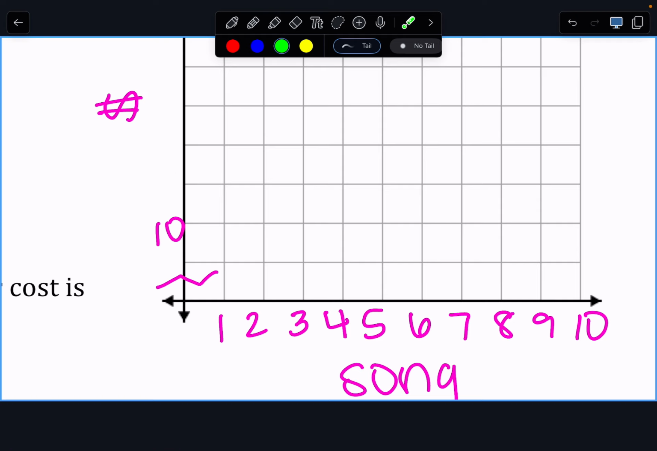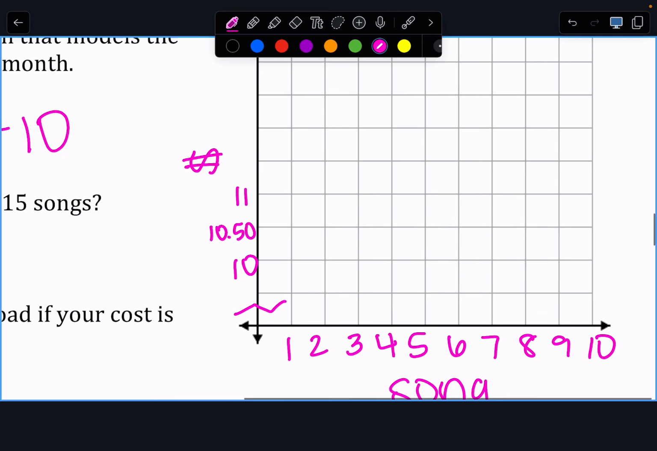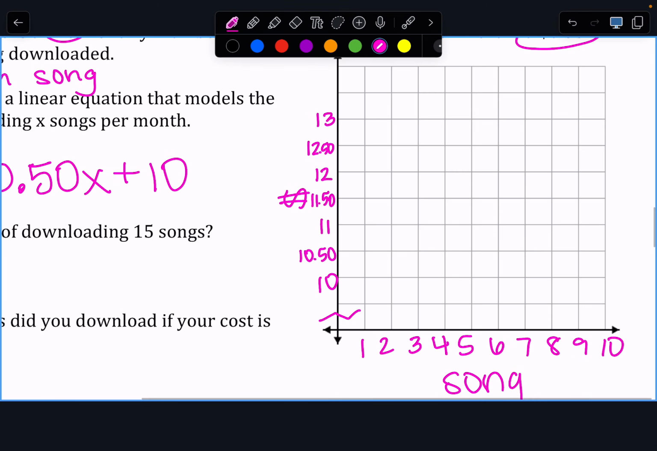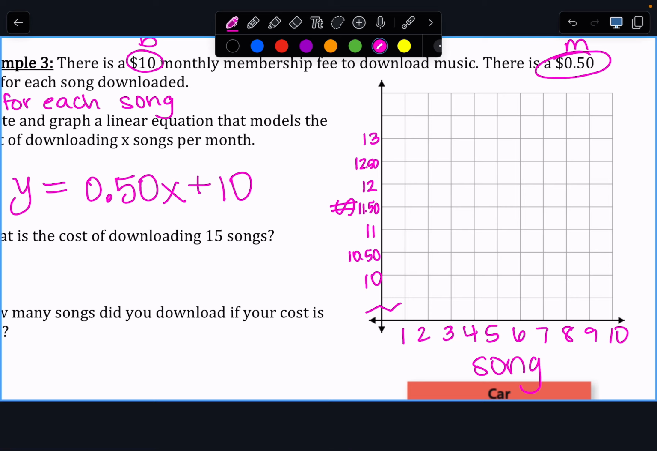50 cents is my slope. So we're going to take 10 and we're going to add 0.5. And then we're going to add 0.5. This is when you help me. I'm going to add 0.5. And then I'm going to add 0.5. And then I'm going to add 0.5. Okay? If you can't do this without a calculator, then grab a calculator. Nobody's judging you there.